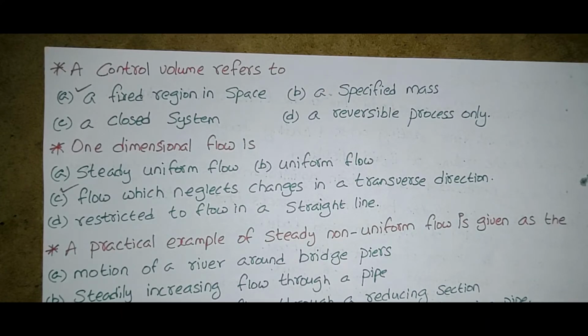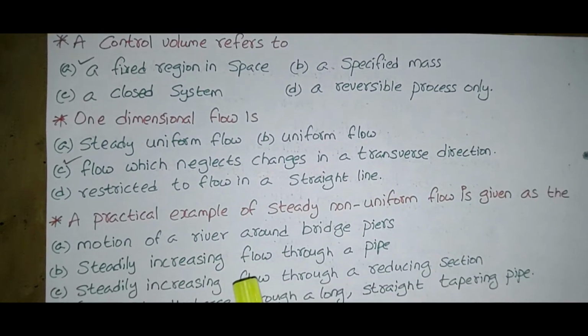One-dimensional flow is a steady uniform flow which neglects changes in a transverse direction, restricted to flow in a straight line. A one-dimensional flow is flow which neglects changes in a transverse direction.